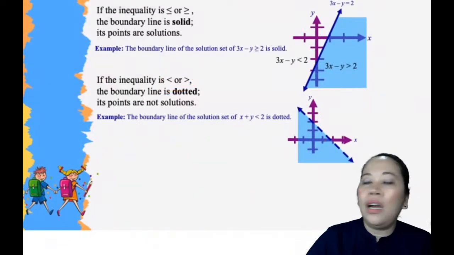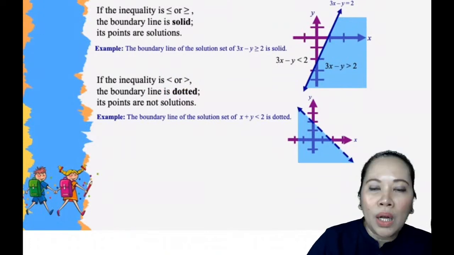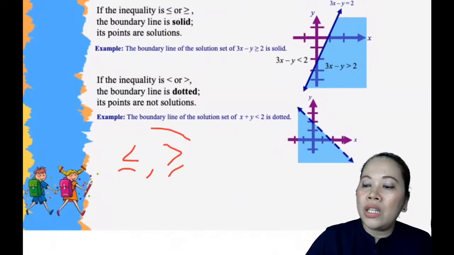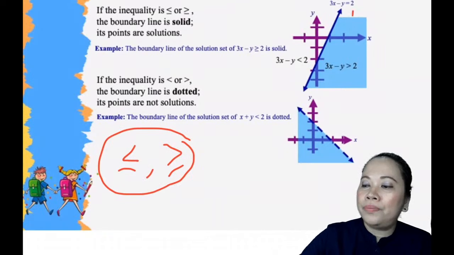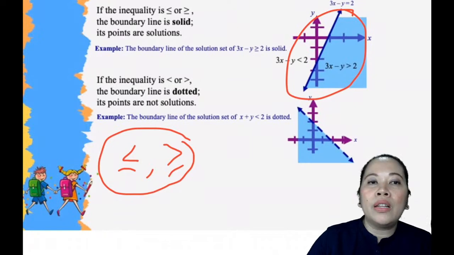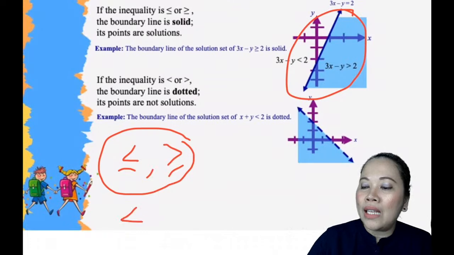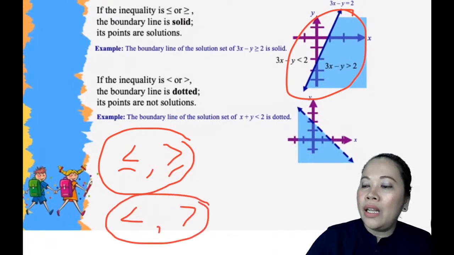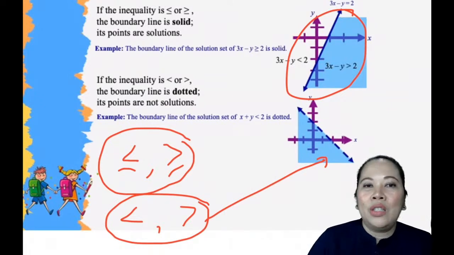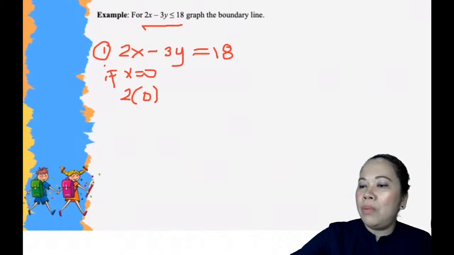If the inequality is less than or equal or greater than or equal, it's a solid line. But if your inequality is using less than or greater than, it's a broken line or dotted line. So let me just do your equation given.